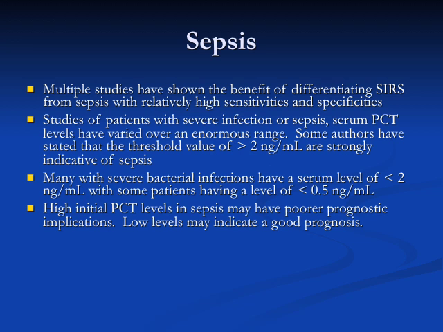Again, other studies have shown that high initial procalcitonin levels in sepsis may have poor prognostic implications, keeping in mind that some of the inciting factors that cause bacterial infections, such as mechanical trauma, surgeries, and burns, can in themselves cause elevations in procalcitonin levels. Low levels may indicate a better prognosis, and again, as my previous point, they did have cases where severe bacterial infections did have low levels.